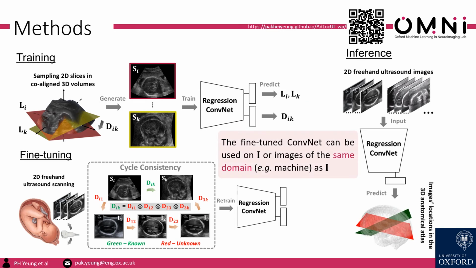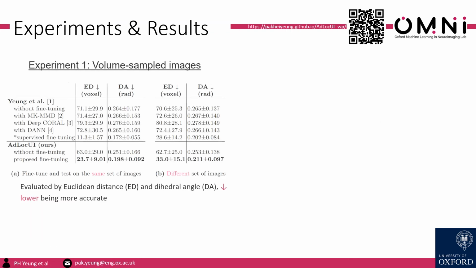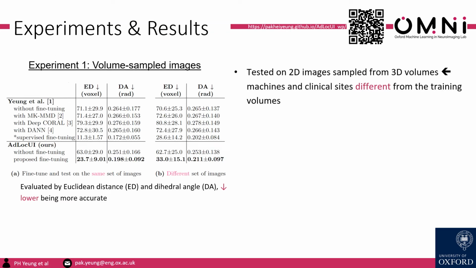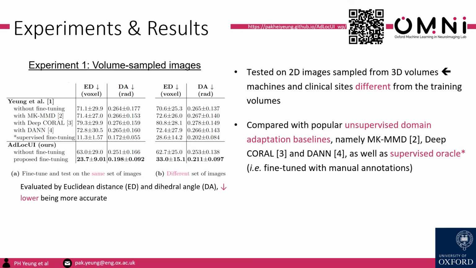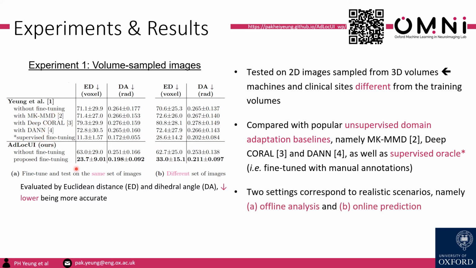Finally, the fine-tuned ConvNet can be used on images from the new domain. We first tested on 2D images sampled from 3D volumes, which are different from the training volumes. We compared AdLocUI with different popular unsupervised domain adaptation baselines, as well as the supervised oracle. Under 2 different settings, our proposed approach performed much better than the baselines, with performance just slightly worse than the supervised oracle, which needs labels for retraining, whereas AdLocUI doesn't.